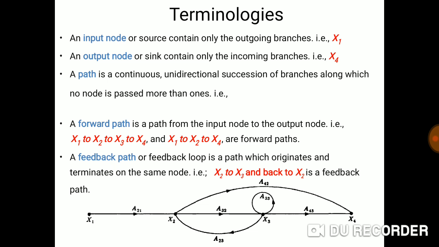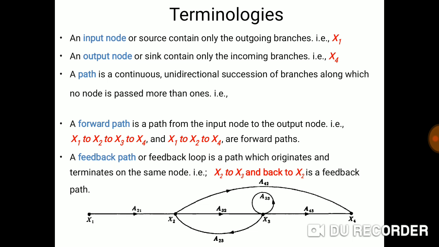Then the next terminology is the feedback path, or the feedback loop. As its name suggests, it consists of a loop, so the source and the destination point should be the same. In other words, a feedback loop is a path which originates and terminates on the same node, that is x2 to x3 and back again to x2.